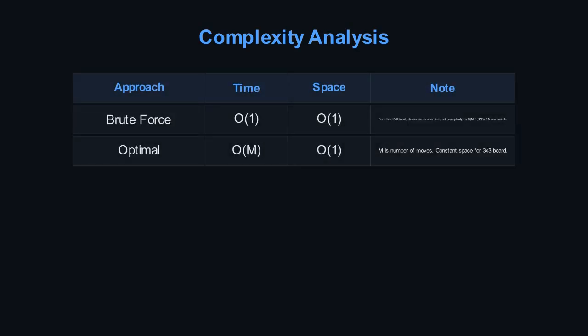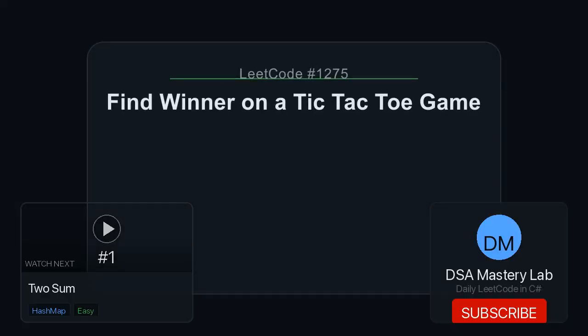This optimal solution has a time complexity of O(m), where m is the number of moves, as we process each move once. The space complexity is O(1), constant since the board size is fixed at 3 by 3. This incremental tracking strategy is powerful for many grid-based problems.